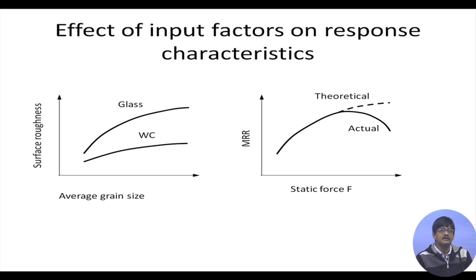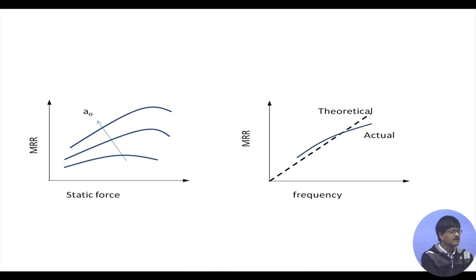This is because at higher static loads, the abrasives get crushed and MRR comes down as a consequence, because they become smaller grits and have less ability to remove material. So, now comes static force versus MRR. We have discussed this just now. Just the effect of amplitude increase is being shown superposed on this graph.